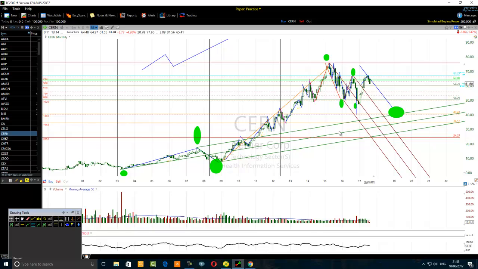Sometimes you'll see that, especially if the price comes down to the 78% Fibonacci retracement level of the whole trend, which means from here all the way up here, the price will find support at one of those lines of the first pitchfork tool. Or you may see that if it breaks below it, you may see something like this.